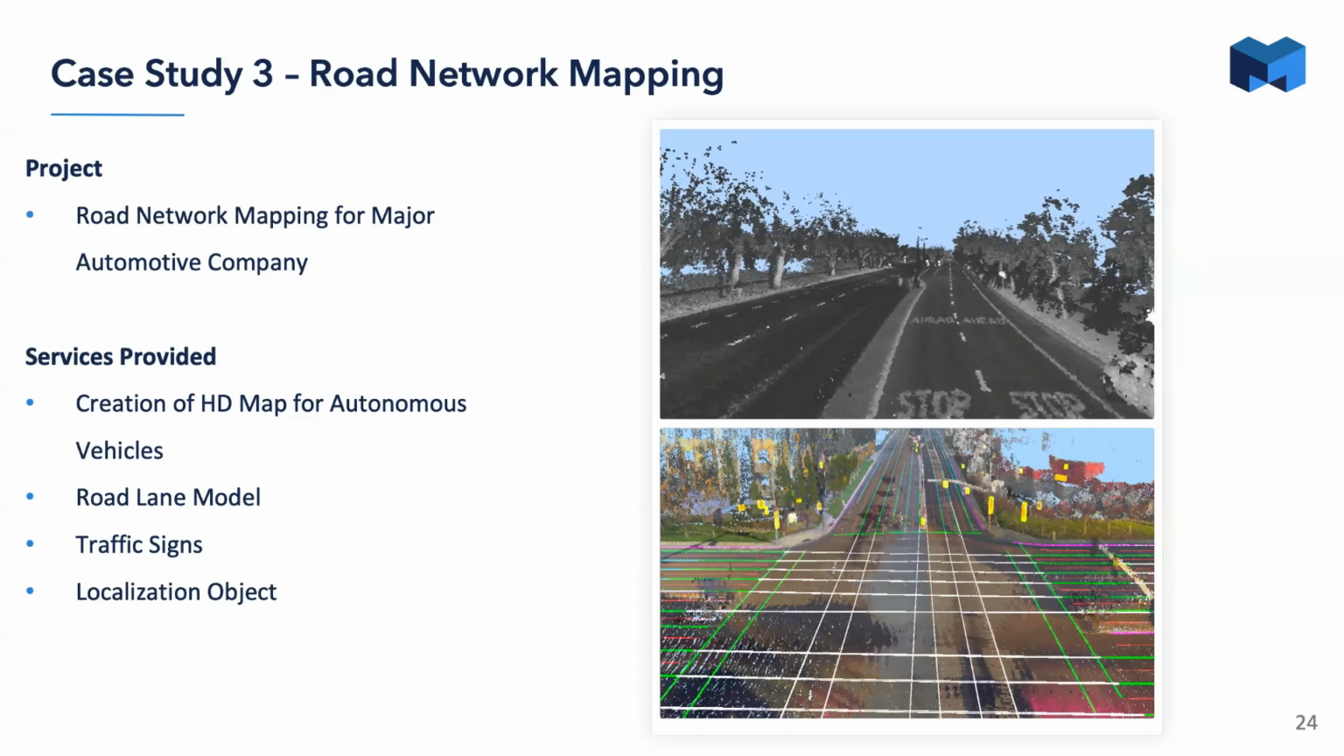And what we were doing here was collecting all of the data from the environment, essentially making a model of the road network, the drive lines, as well as all the traffic signs that were being collected from it, as well as what we call localization objects.